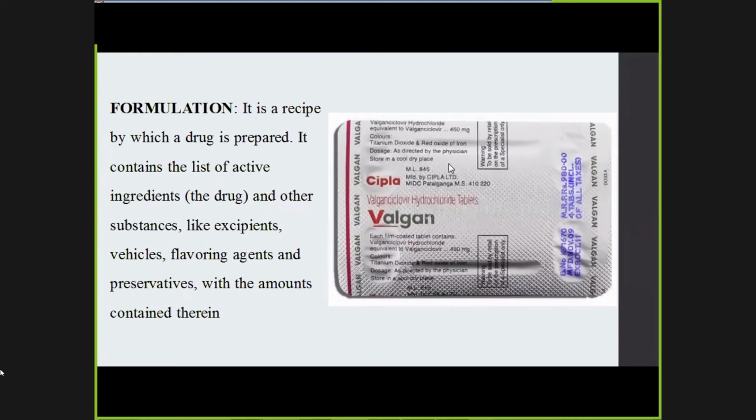Here in this picture you can see the back wrapper of one tablet, the valganciclovir hydrochloride tablet. Here you can see the active ingredient is valganciclovir in the dose of 450 milligram. Along with this drug, some coloring agents like titanium dioxide and red oxide of iron are present to make the drug more palatable for the patients, or more palatable for administration.